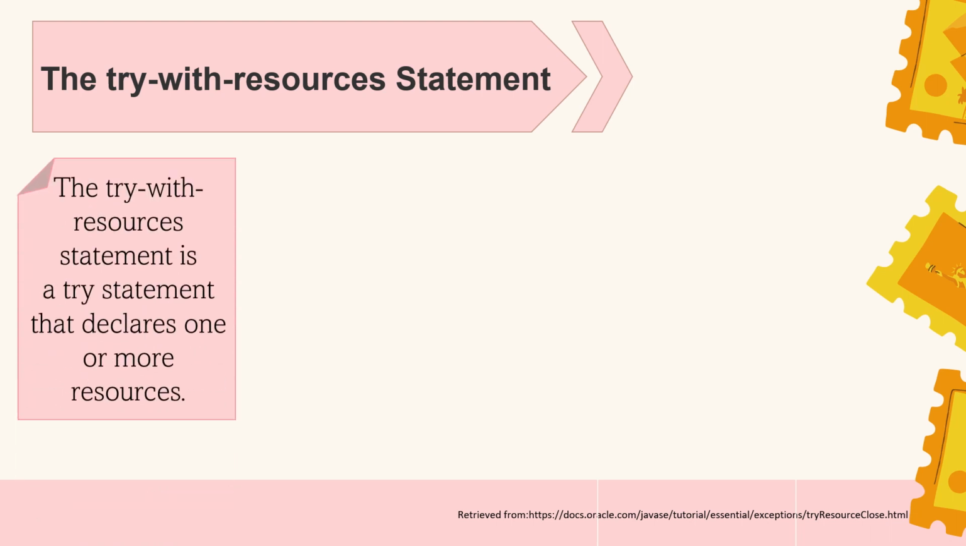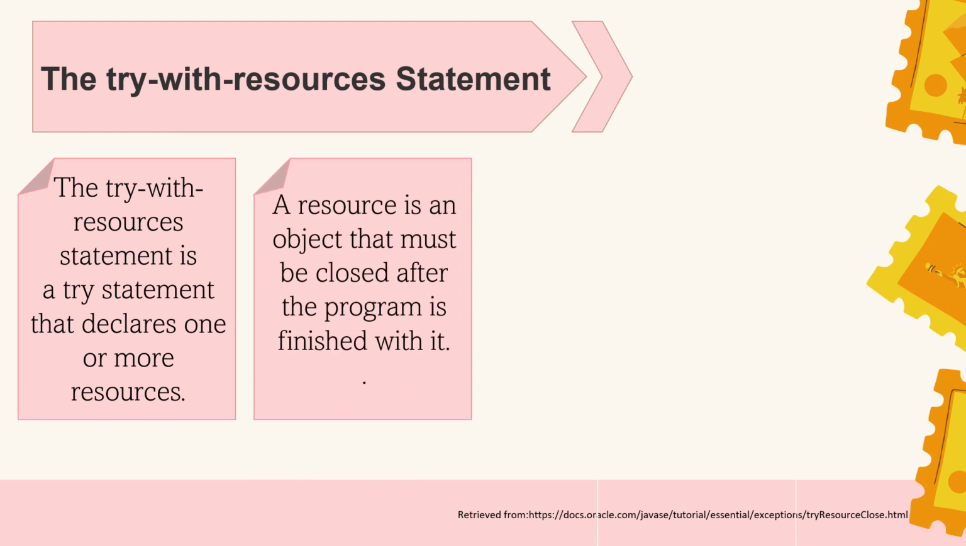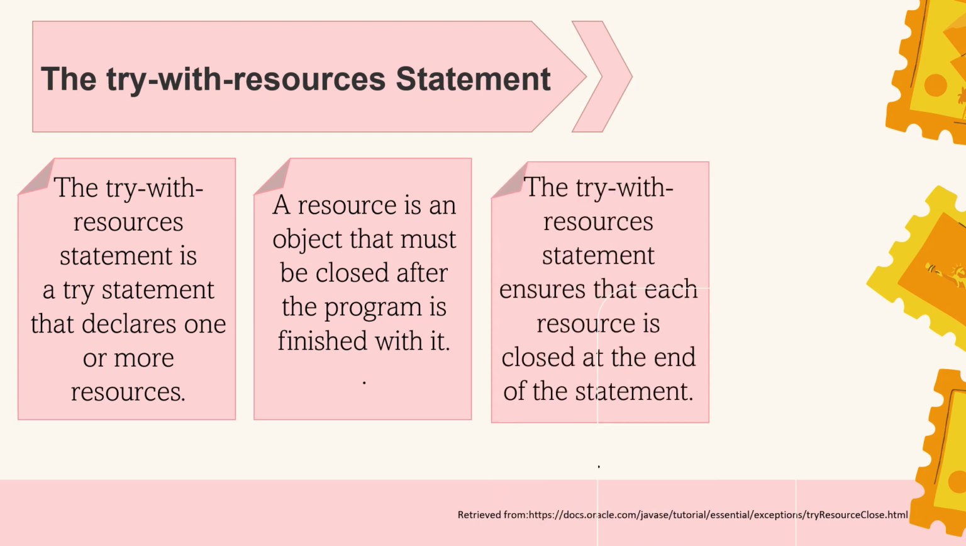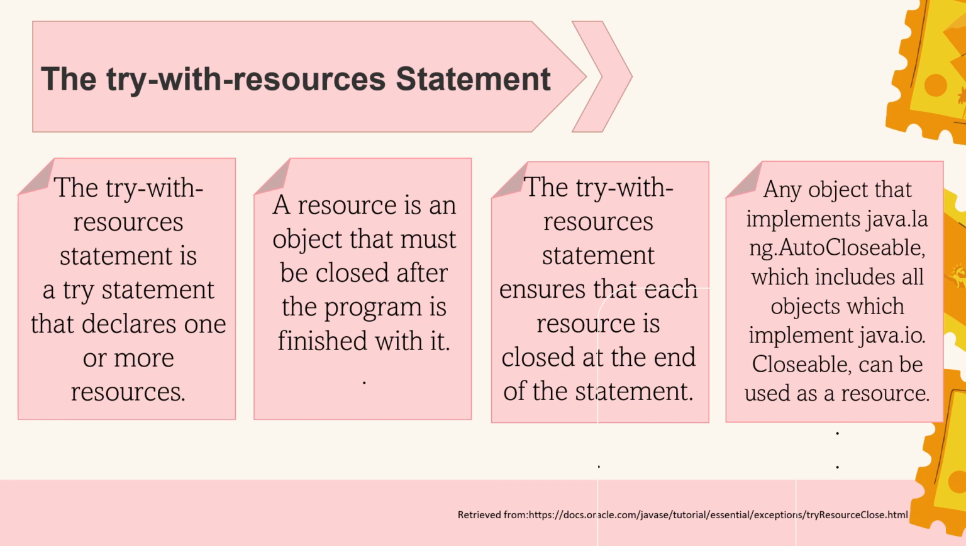The try-with-resources statement is a try statement that declares one or more resources. A resource is an object that must be closed after the program is finished with it. Next, the try-with-resources statement ensures that each resource is closed at the end of the statement. Any object that implements java.lang.AutoCloseable, which includes all objects that implement java.io.Closeable, can be used as a resource.